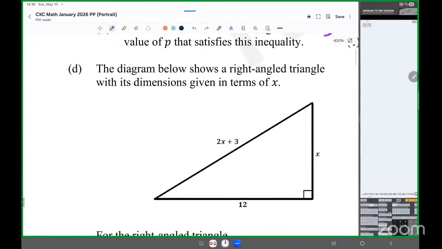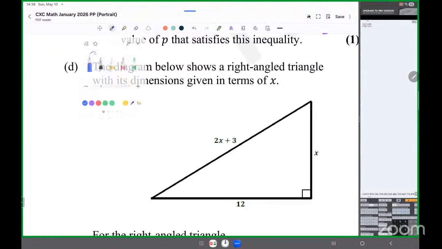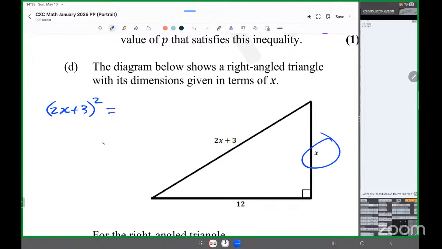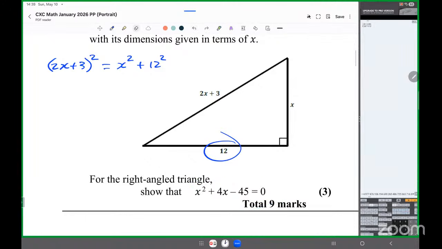Let me do it right here. We know that (2x + 3) squared, that's the hypotenuse squared, equals the side over here squared, which is x squared, plus this side squared, which is 12 squared. That's what we know from Pythagoras' theorem. You're going to expand and simplify to get this expression.